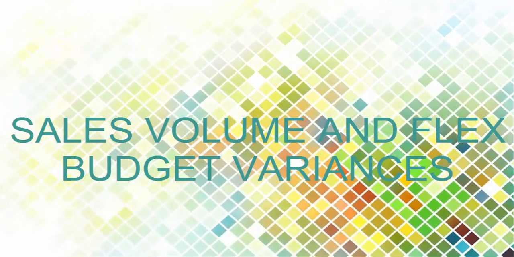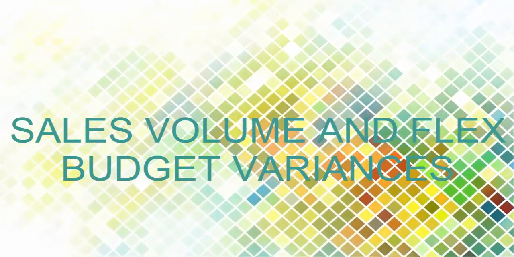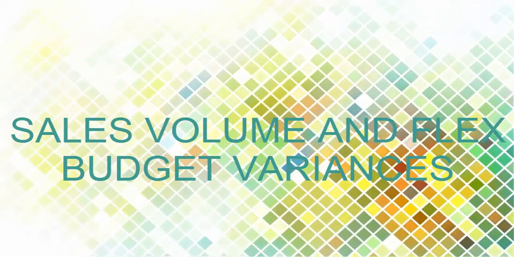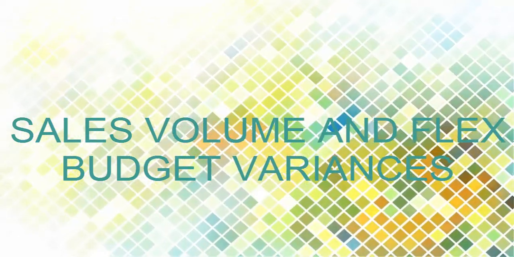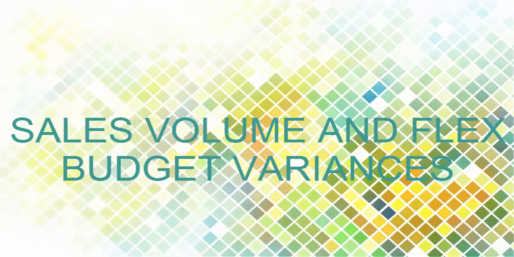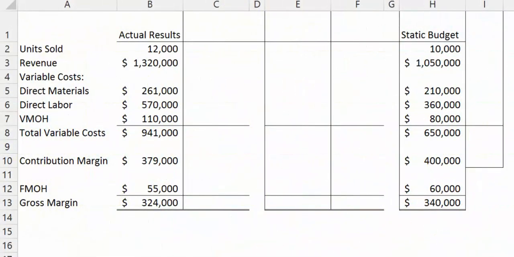In this video, we're going to build a flexible budget and then use that flexible budget to create sales volume variances and flexible budget variances. We're back to the outdoor outfit company and we're looking at the women's jogging suits. The actual results are still in column B, but I've moved the static budget results over to column H, and I've added a couple of extra columns in the middle so that we can build these various budgets.